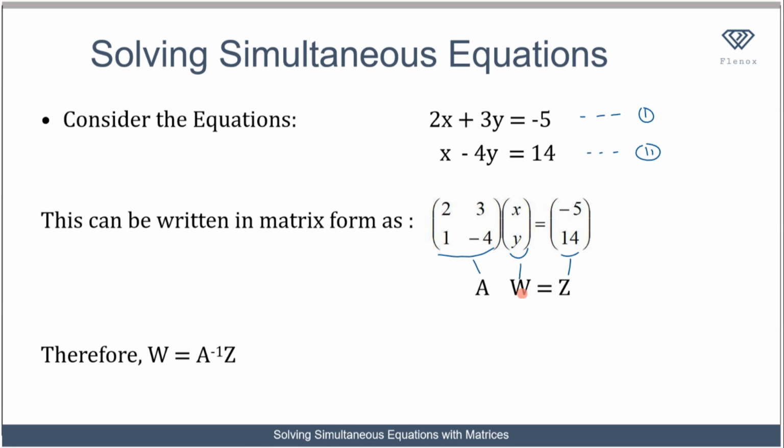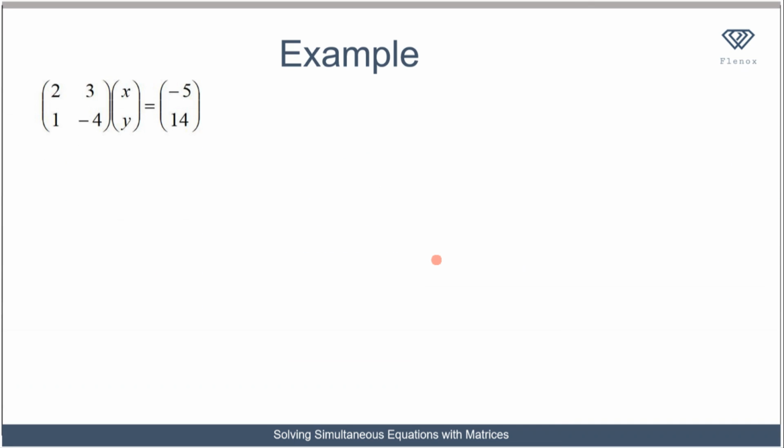If I make W the subject of the formula, W being the unknown, I have W equals the inverse of A, similar to 1 over A, times Z. So to find the unknowns, I need to multiply the inverse of A by Z. Let's see what this is all about in practical terms by solving that example.